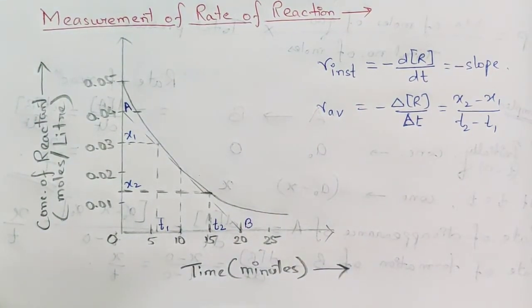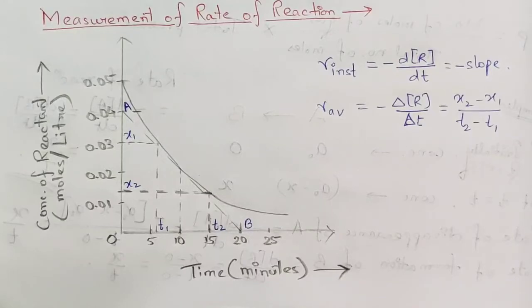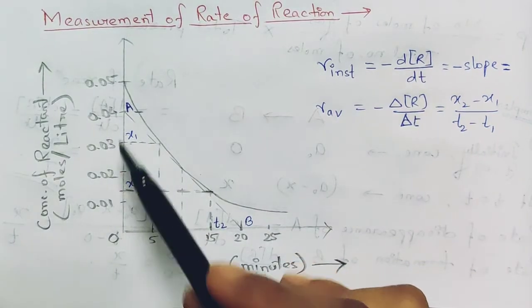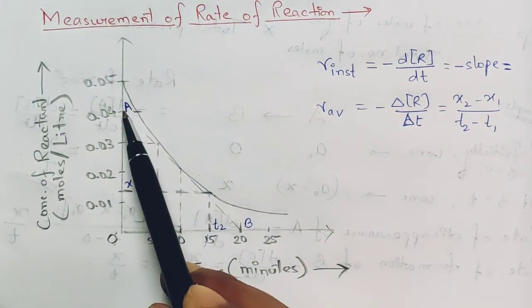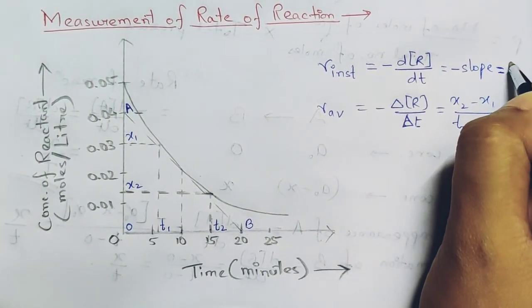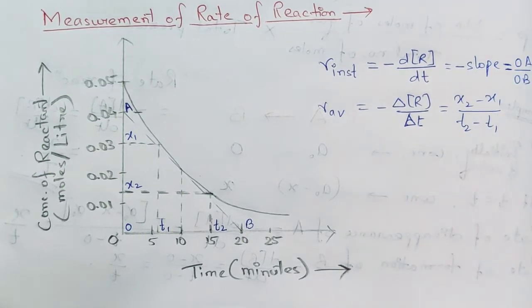Clear? So in this way we will calculate the average rate of reaction and the instantaneous rate of reaction. Clear? Whatever the values are from the graphs, we will put the values and then find the exact value of the rate of reaction. Clear? So for instantaneous rate also, let me write. Here it is the negative slope. The slope will be this value by this value, that is the change in concentration by change in time. So if we name it as O, it will be OA by OB with the sign, of course. Clear? So in this way we will find the instantaneous rate and average rate.